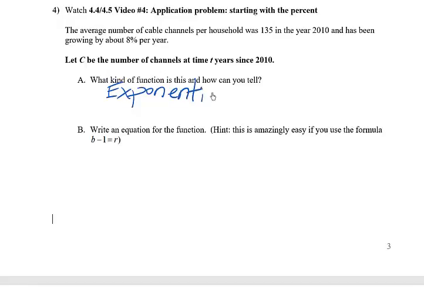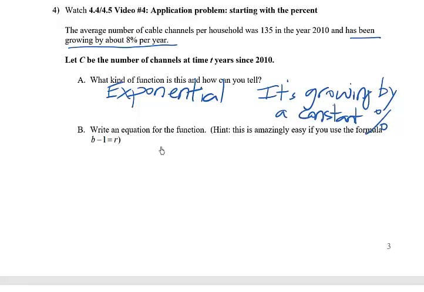How do we know that? Because it is a situation that is growing at a constant percent. That's what we learned in the last problem. If you have a situation where your outputs are growing by the same percent over and over and over, in this case each year, it will always be an exponential function.